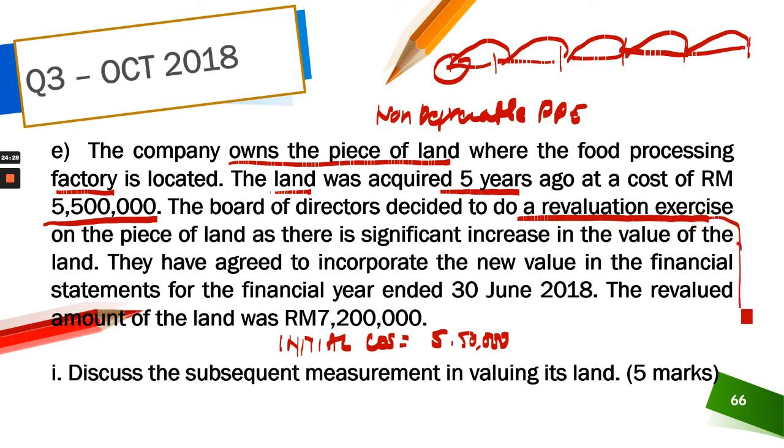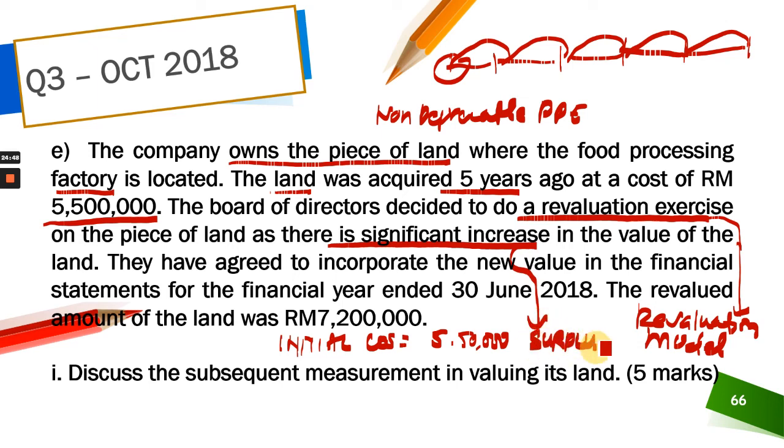So this refers to the so-called subsequent measurement revaluation model. Okay. And they notice that there is a significant increase. The word significant increase means that there is a surplus on revaluation, because we use revaluation model. Significant increase in the value of the land. They agreed to incorporate the new value in the financial statement, and they have that year end 30th of June, and the revalued, this is important, the revalued amount of the land was 7.2.